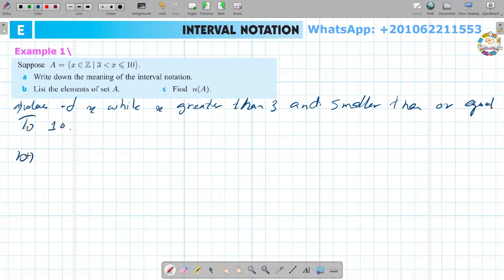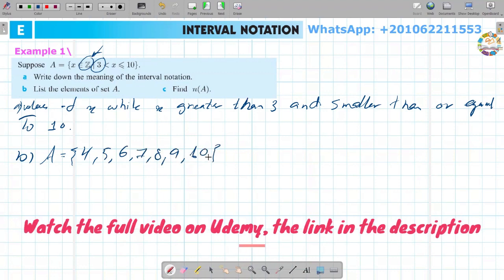What about the next question? In question B, it says list the elements of set A. Set A consists of elements starting from not 3, because x is greater than 3, so x is 4, and notice that we are dealing with the integer set. Then 4, 5, 6, 7, 8, 9, and 10, because 10 is included.